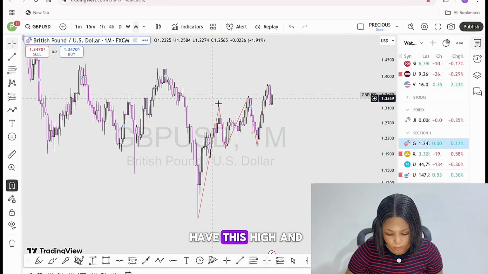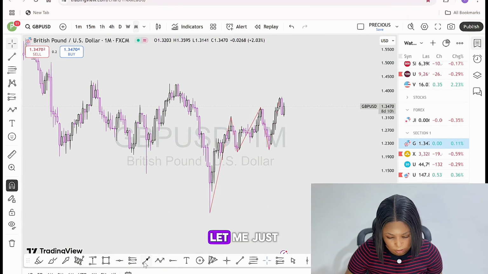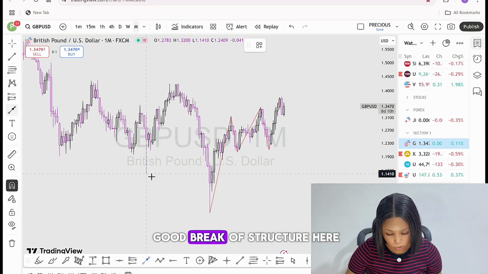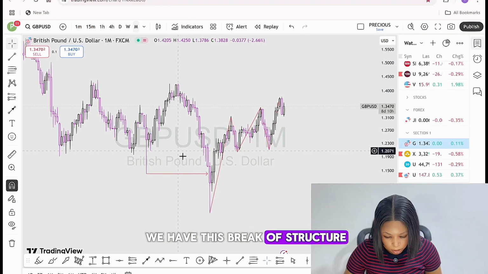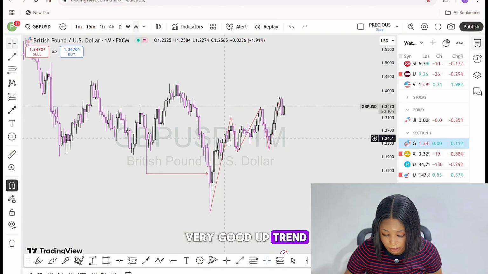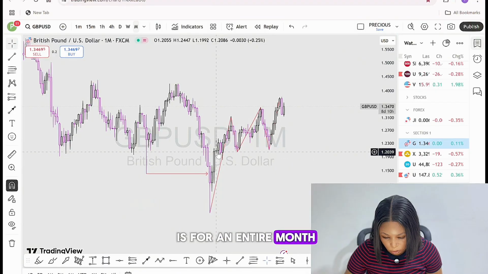You can see we have this high, and then we have... I'm seeing this very good break of structure here. So you can see we have this break of structure. So this is a very good uptrend. This is the monthly. So one candle here is for an entire month.